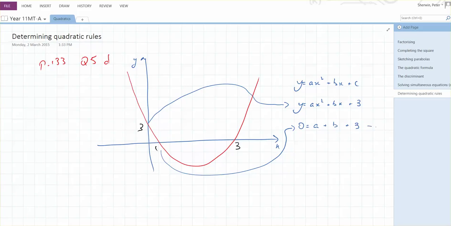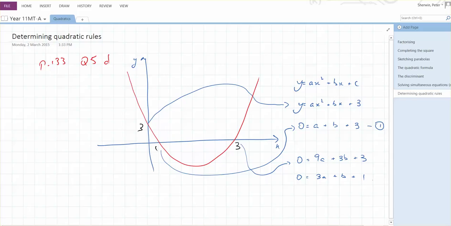That gives us an equation, equation 1. And the point here 3, 0, let's use that also. So 0 equals 3 goes in here for x, so that's 9a, and we're putting these points into this equation here. 3 for x here gives us 3b, and there's a 3 on the end. We can divide through by 3 here to improve on the situation: 0 equals 3a plus b plus 1. And we'll call that equation 2.